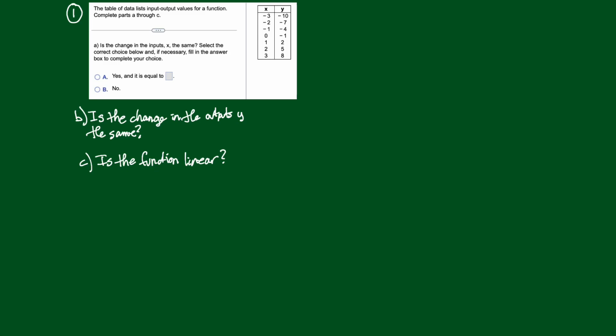First of all, part A. Here's part A. Is the change in the x values the same? All right, so look at what we have for the x. We go from -3 to -2 to -1 to 0 to 1, 2, and 3. So it looks like the x's are increasing by 1 each time. So I'll write it here.